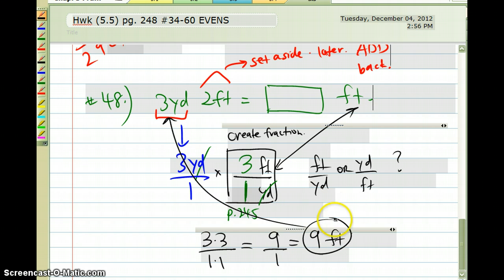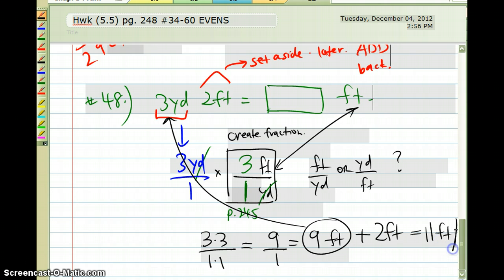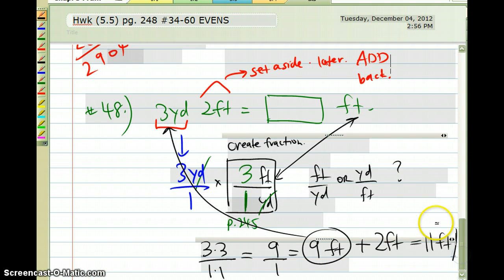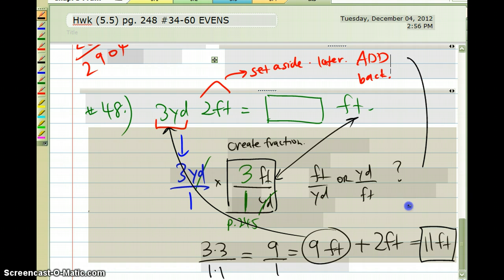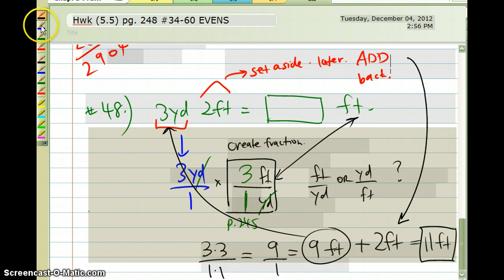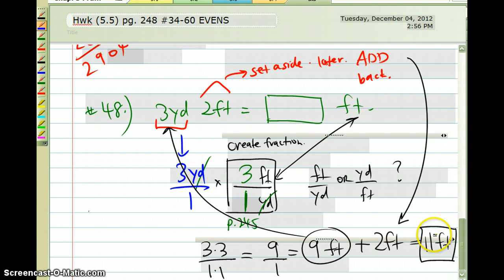But there's also the 2 feet that I'm going to add back, giving me a total of 11 feet for the answer for number 48. So there's me adding that back right here. Two more questions that I'm going to do, 50 and 56.